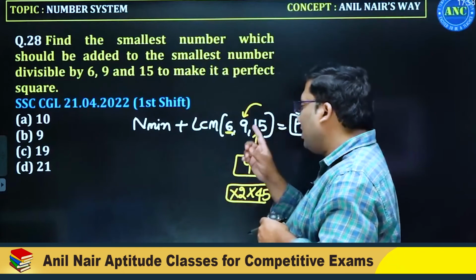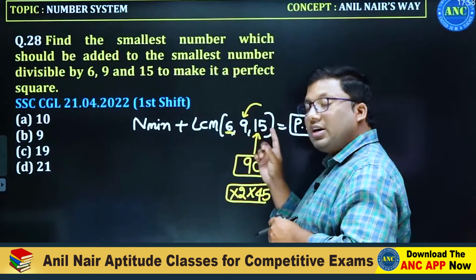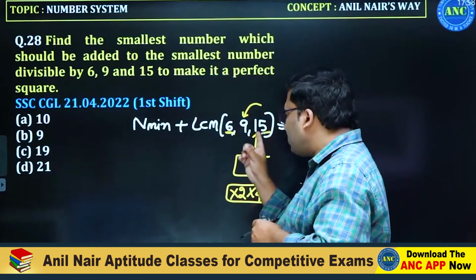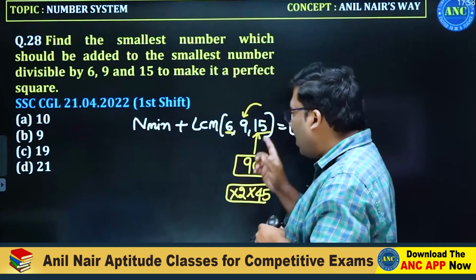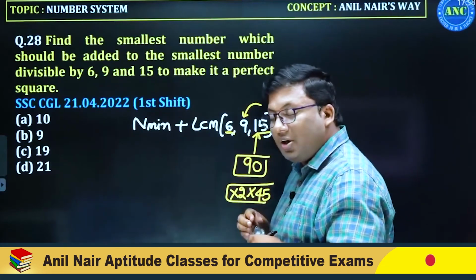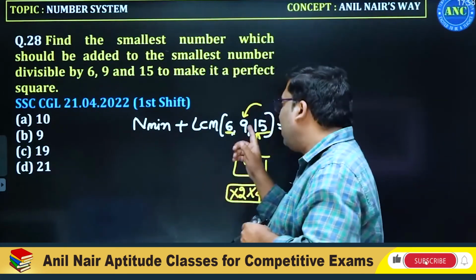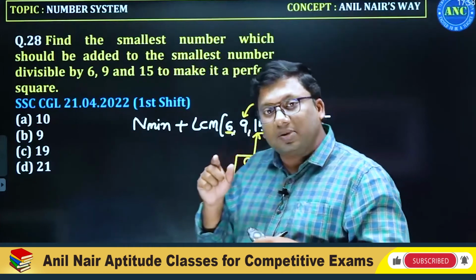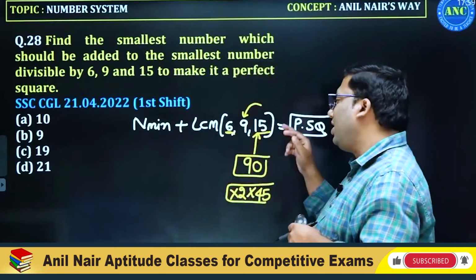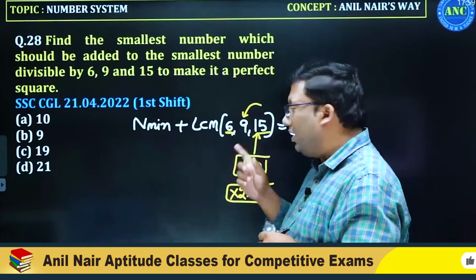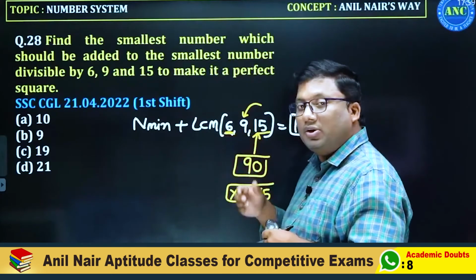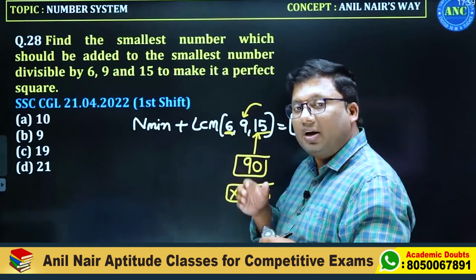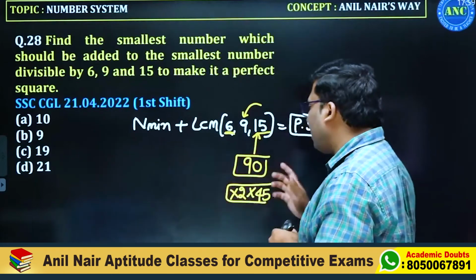Again I am repeating. LCM of 6, 9, 15. LCM means we will see the largest number, it is 15. Which multiple of 15? Digital sum will be 9, because input one number's digital sum is 9. 15 3s are 45. But the input is divisible by 2, so the output should be an even number. 45's even multiple is 90.